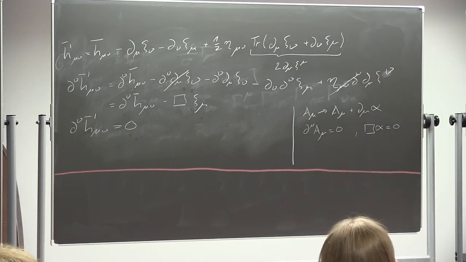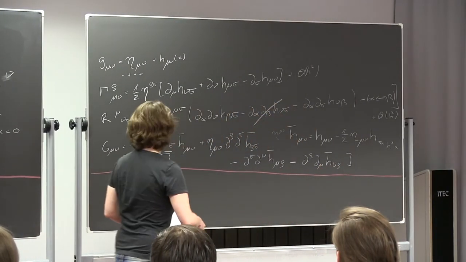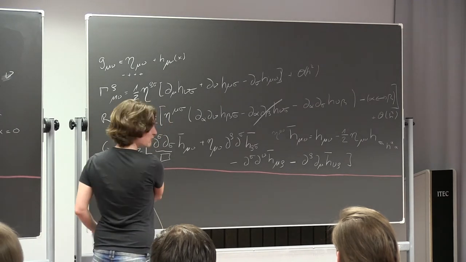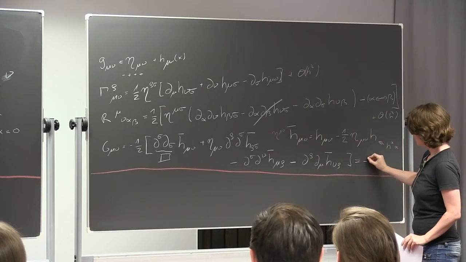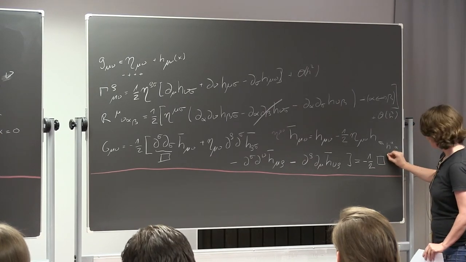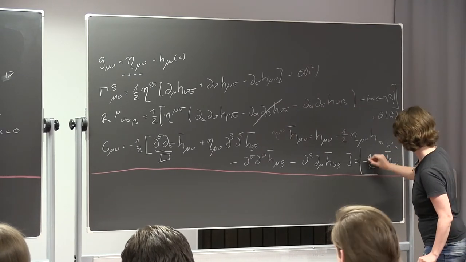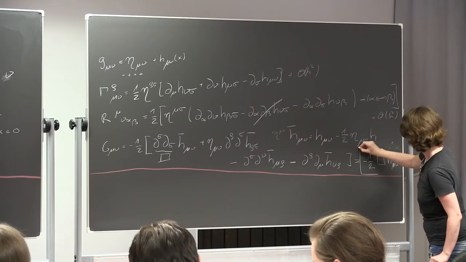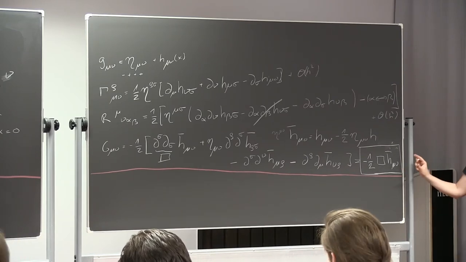And you see we have a lot of divergences here. This is just a box operator. But this is a divergence. This is a divergence. This is a divergence. So in Lorentz gauge, this complicated object is really only the box operator. The entire left-hand side of the Einstein equation is just the box operator. It's really just the free wave equation.